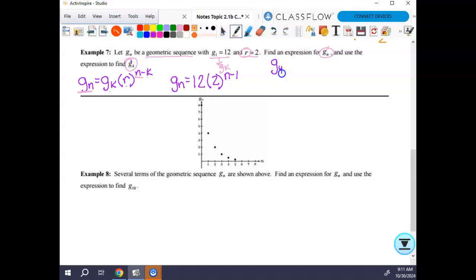So G sub 4 is equal to 12 times 2 to the 4 minus 1 power. So that's 12 times 2 to the 3rd power. So am I going to take 24 to the 3rd power? No. Even if you don't know what to do, that's what you don't do, right? So what is 2 to the 3rd power? 8. So that's going to be 12 times 8, which gives me what? Oof, we don't know our multiplication facts, do we? What's 12 times 8? 96. Thank you very much.